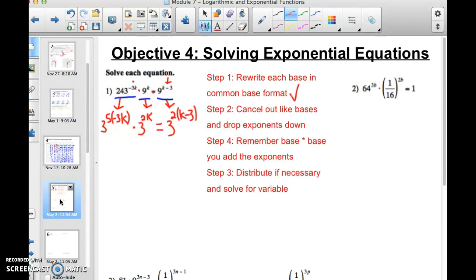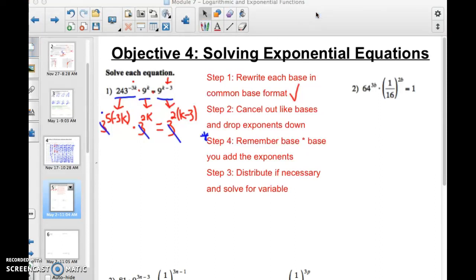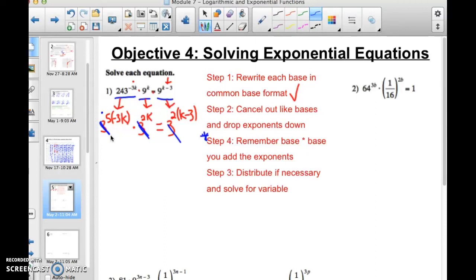So I am done. Now, the whole point of doing that is that in step 2, I can cancel out all of the bases now because they are the same. This base of 3 goes away, that base of 3 goes away, and that base of 3 goes away, and then I'm going to drop the exponents down. So I'm done with step 2.